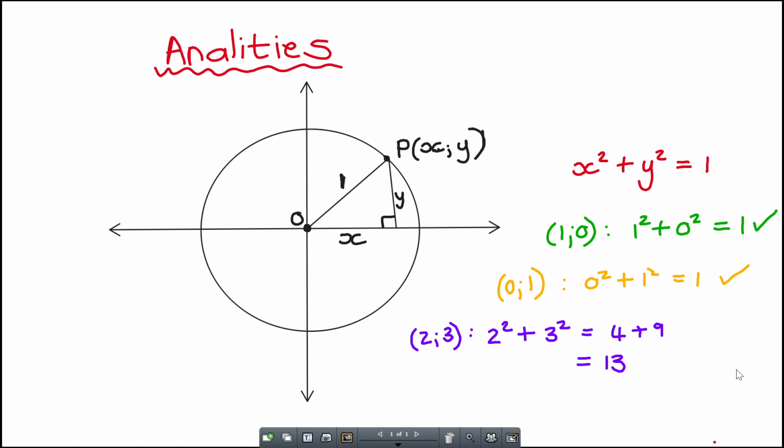Now, we substituted in certain points to see whether that point would be on the circumference of the circle or whether it would be inside or outside. Okay, so when we substituted in that one in yellow, our answer was 1. And because my radius was 1, it meant that it would be on the circumference of that circle.